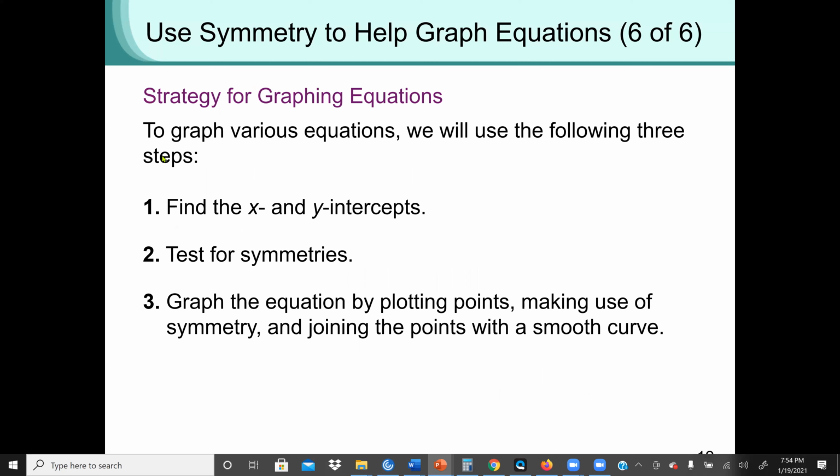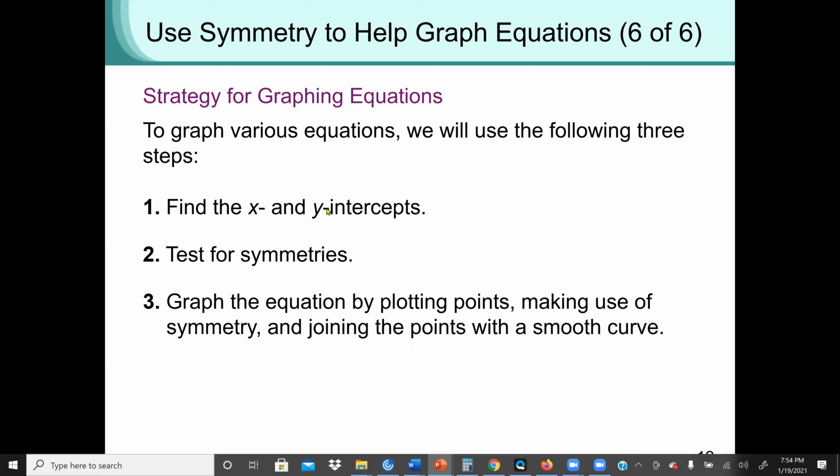So now let's see an example. Strategy for graphing equations. To graph various equations, we'll use the following 3 steps. Find the x and y intercepts, test for the symmetries, and graph the equation by plotting points and making use of symmetry and joining the points with a smooth curve.